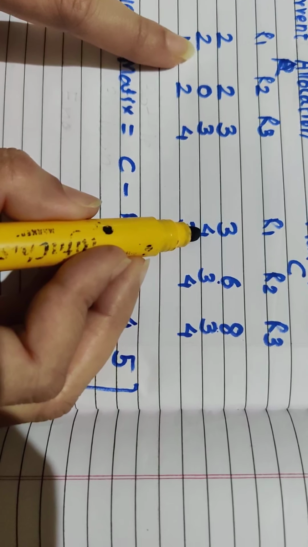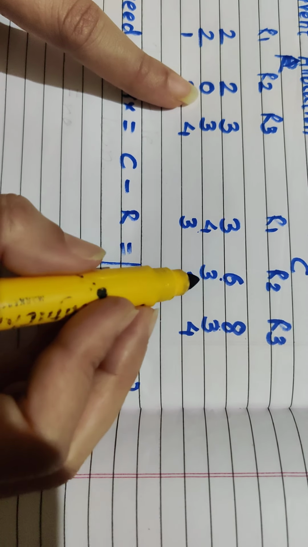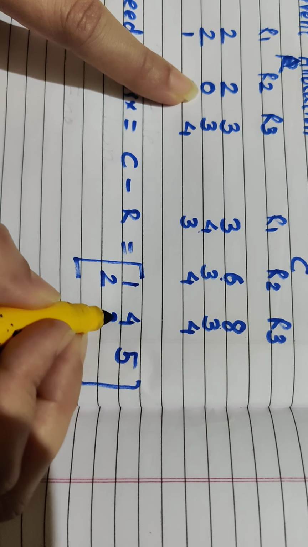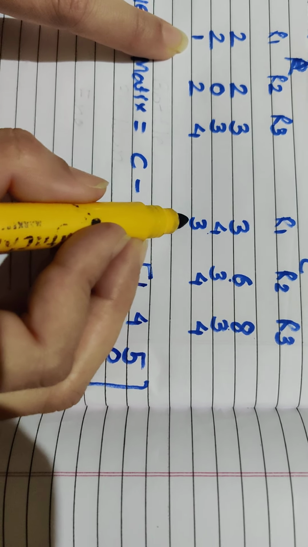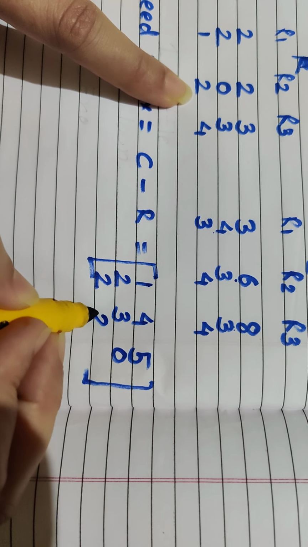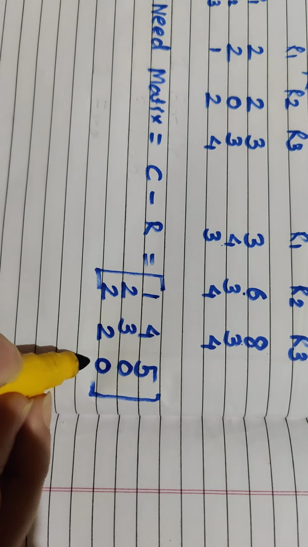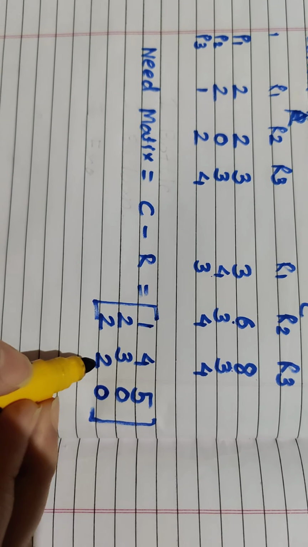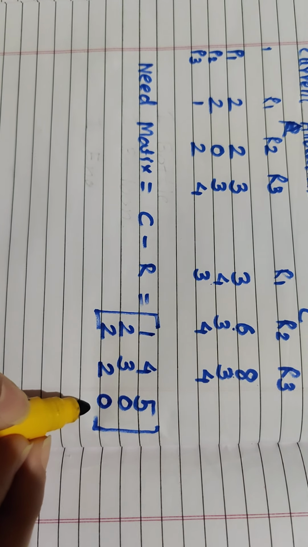Here again, 4 minus 2 is 2, 3 minus 0 is 3, 3 minus 3 is 0, 3 minus 1 is 2, 4 minus 2 is 2, 4 minus 4 is 0. So we have to consider this as the need matrix: 1, 4, 5; 2, 3, 0; 2, 2, 0.